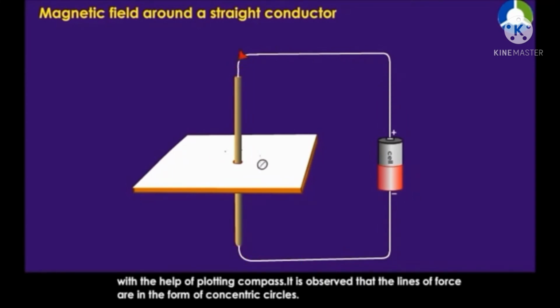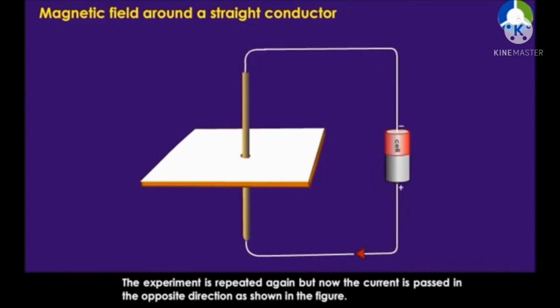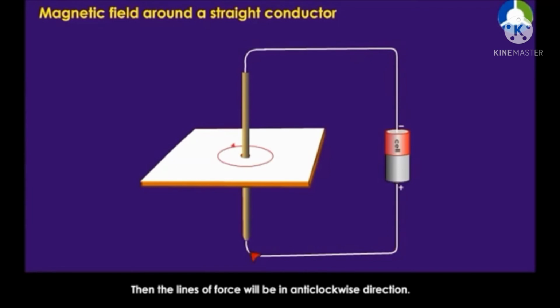It is observed that the lines of force are in the form of concentric circles. The direction of the lines of force will be clockwise. The experiment is repeated again, but now the current is passed in the opposite direction as shown in the figure. Then the lines of force will be in the anti-clockwise direction.